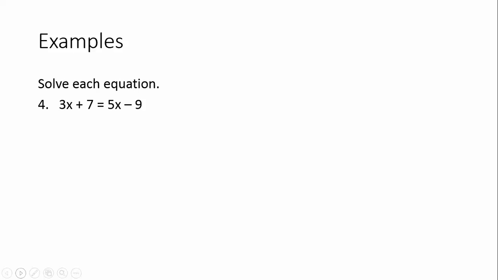So again, we're just going to look at examples. So number 4, we have 3x plus 7 equals 5x minus 9. And what you notice here, we've got 3x on the left and we have 5x on the right. We need to get those terms on the same side.